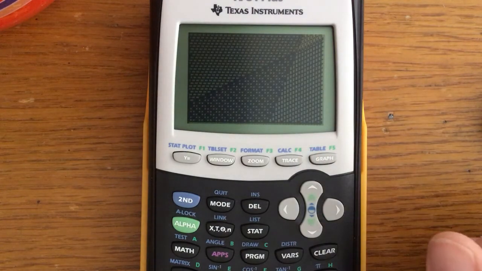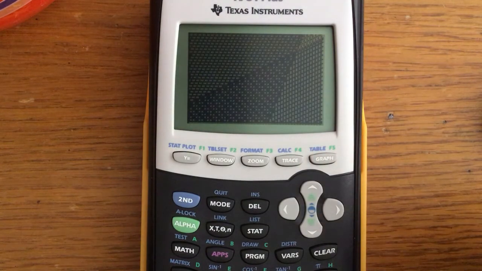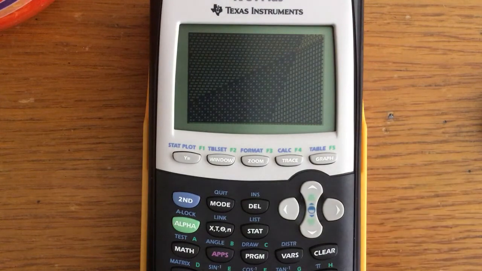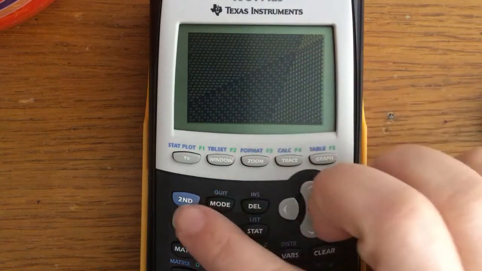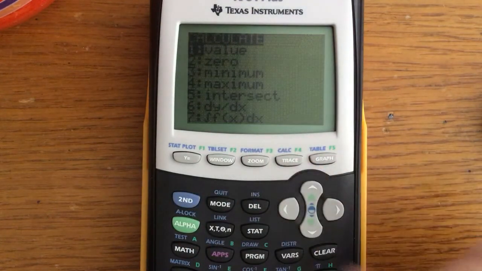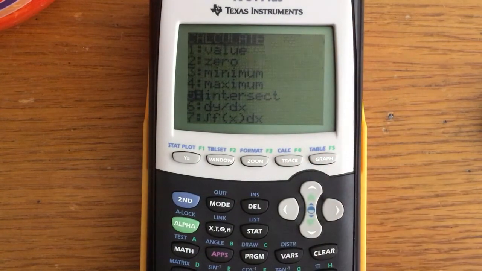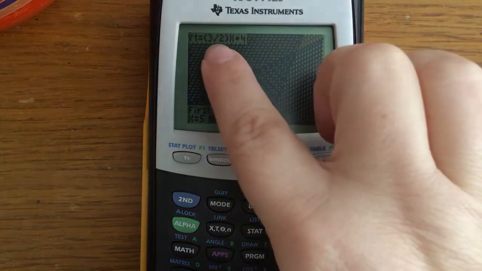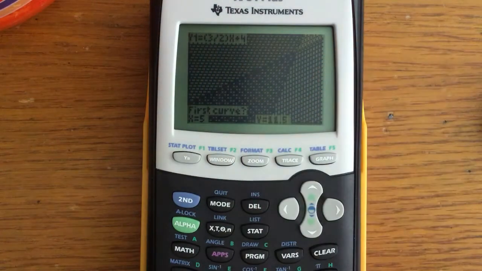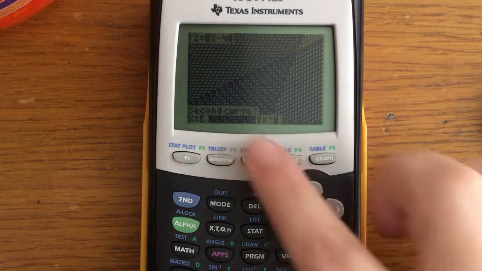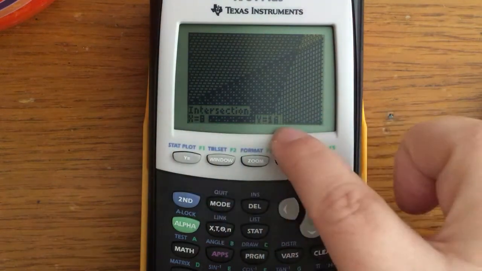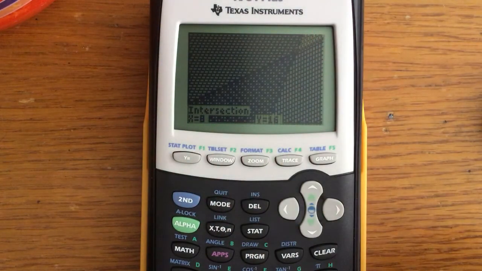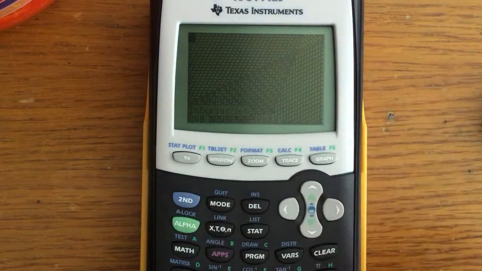If I look back at this graph, a couple of things I want to do. I want to find out this point right here. So I'm going to do intersection: second, calculate, I want an intersect. Here I'm talking about the first line and the second equation. Those are the two I'm interested in. It tells me they cross at 8, 16. While I still have this on my calculator screen, I'm going to quit.